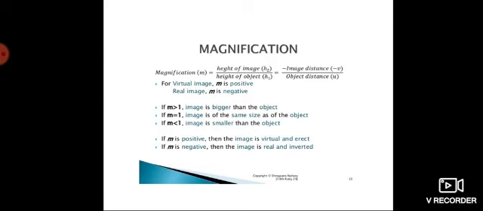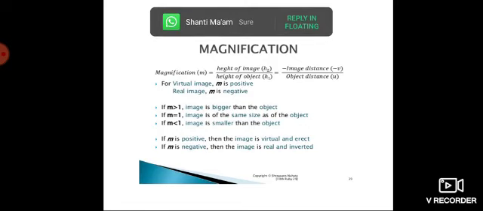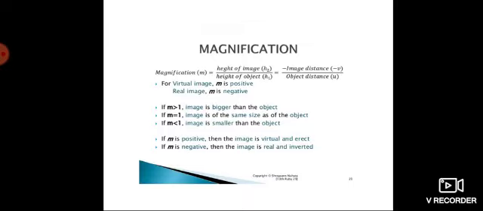The last case is m is lesser than 1. When does m be lesser than 1? When the image is smaller than the object. So when does an image be smaller than an object? When it is a convex mirror, because a convex mirror always forms a diminished image. So if m is less than 1, you can understand that this image is formed by a convex mirror, because a convex mirror forms a diminished image.